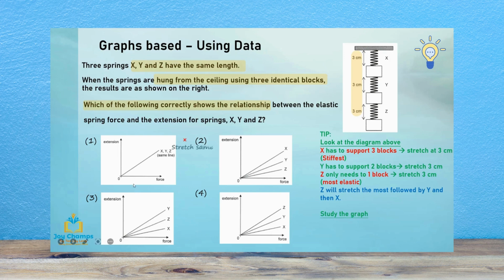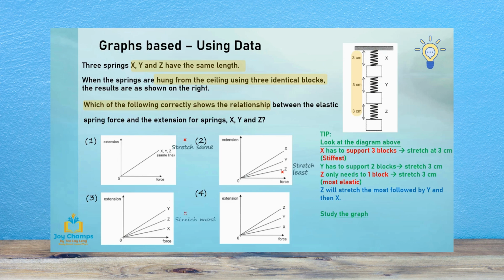Now you can see in graph number 1, all the 3 springs stretch the same length. Now that is incorrect because from our conclusion, they stretched differently. Then what about option 2? Now in option 2, you realize that spring Z stretches the least. Now if it stretches the least, then it's incorrect because our analysis of the diagram shows us that Z will stretch the most. So option 2 is also eliminated.